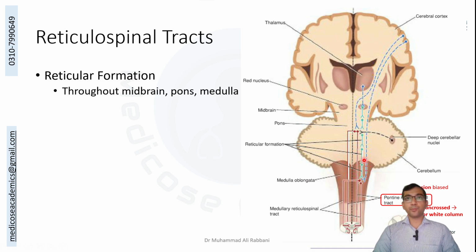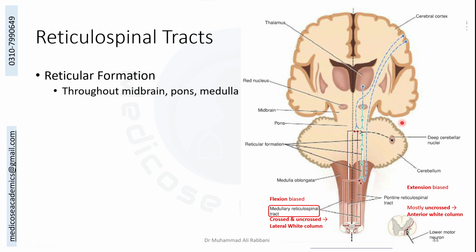There are two tracts. The pontine reticulospinal tract, as the name indicates, starts from the pontine part of the reticular formation. Do you remember? VIPs make you stand. So it will be the extensor bias. It will make you stand, and it will be majorly uncrossed, as you don't cross your legs while standing.